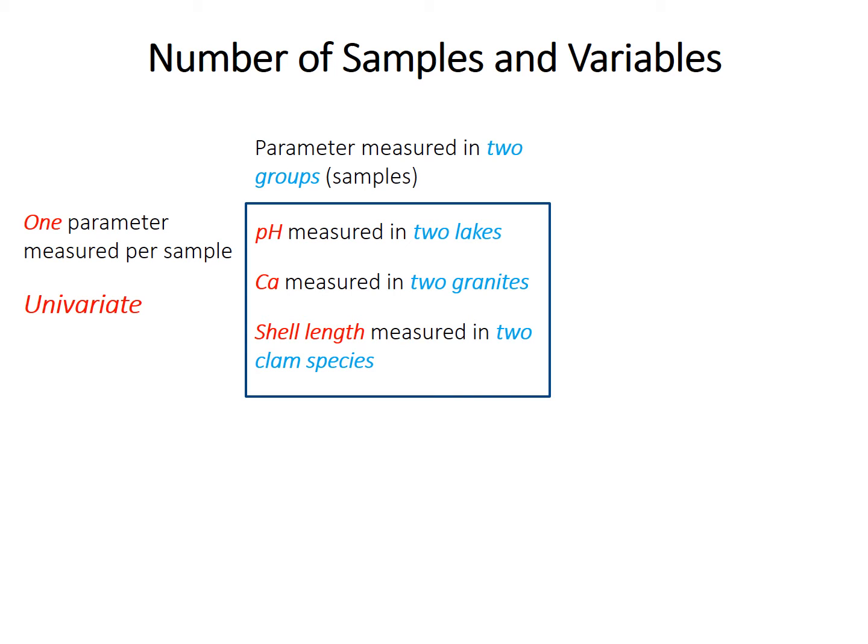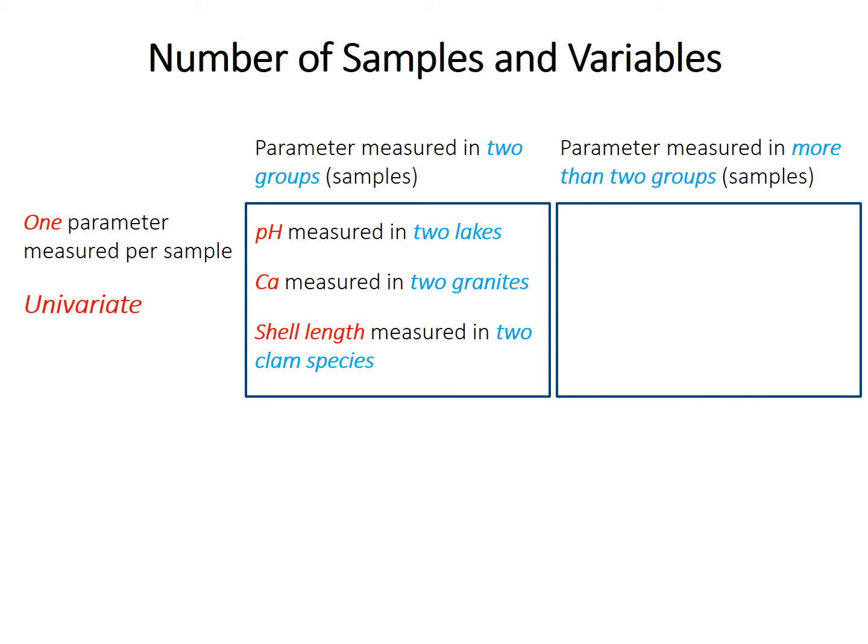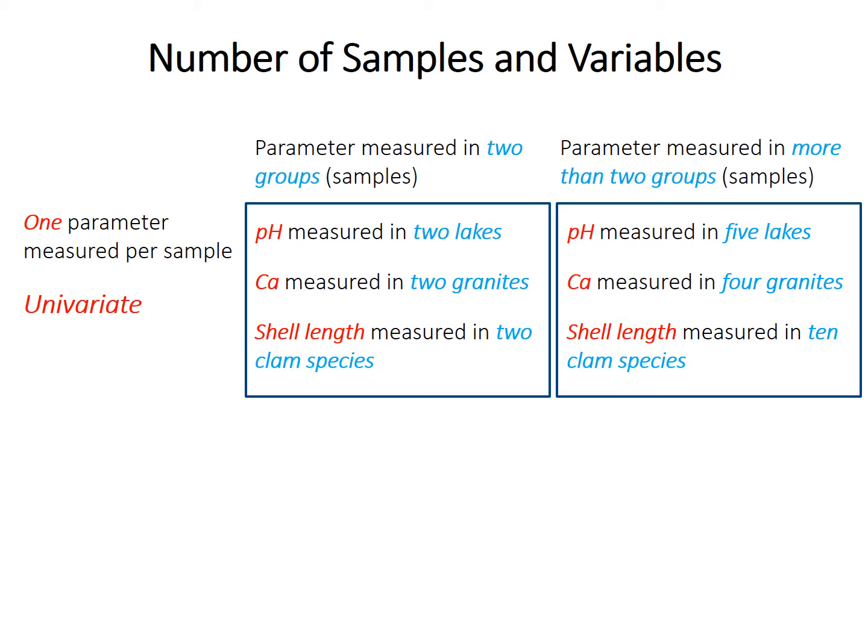If there are more than two samples, if you have more than two groups that you've made measurements from, then you'll need to choose a different test, to be discussed later. In actuality, all these tests are particular cases of a more general method, but we're not going to get into that. So for example, you might have pH measured in 5 different lakes. pH is one variable, so it's univariate, but you have 5 samples, 5 different lakes. You might have calcium in 4 granites, shell length in 10 species. So basically the difference is whether you have just 2 samples or more than 2 samples.